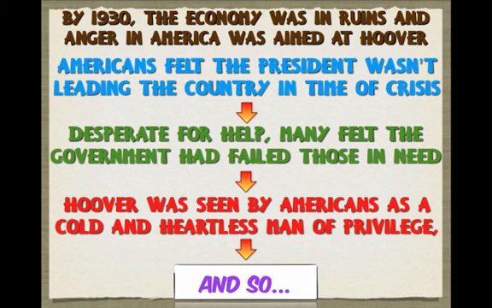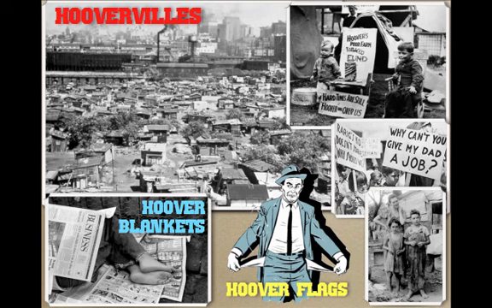By 1930, the economy was in ruins, and anger in America was aimed at Hoover. Americans felt that the president wasn't leading the country in time of crisis. Desperate for help, many felt the government had failed those in need. Hoover was seen by Americans as cold and heartless and a man of privilege. And so people began to use his name to describe all of these elements of being homeless and poor. So these shanty towns became known as Hoovervilles.